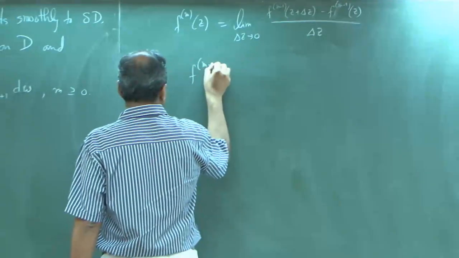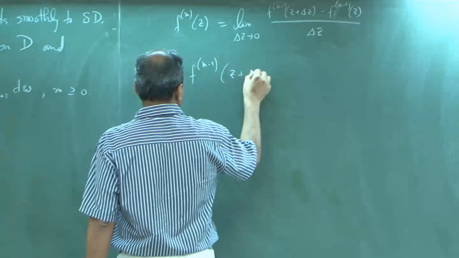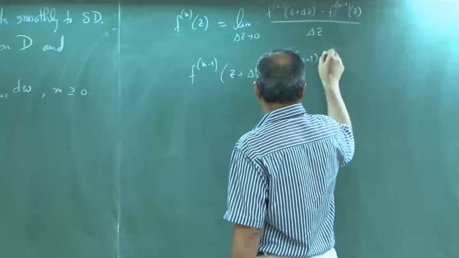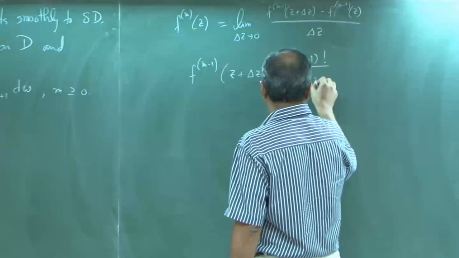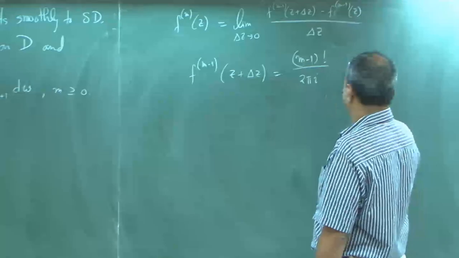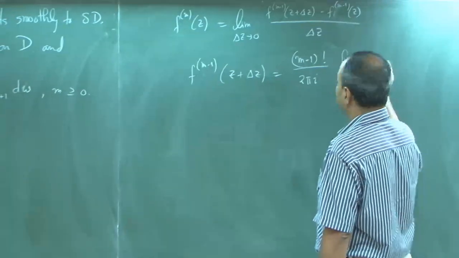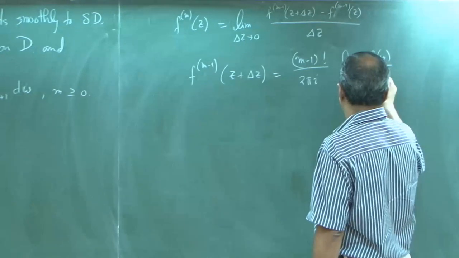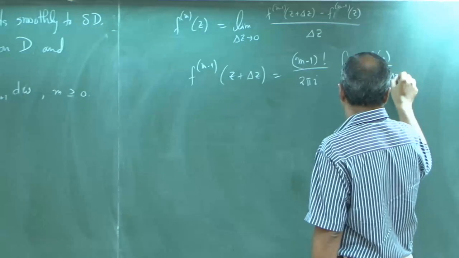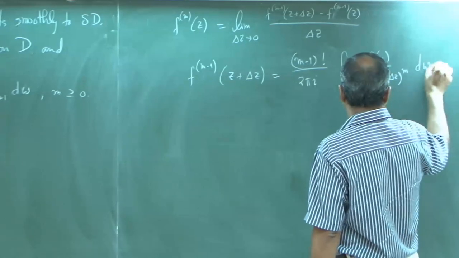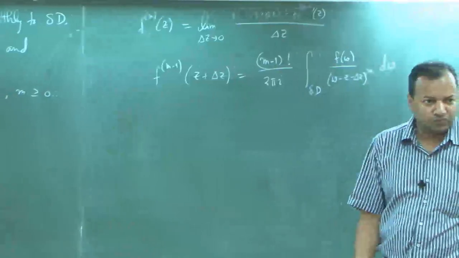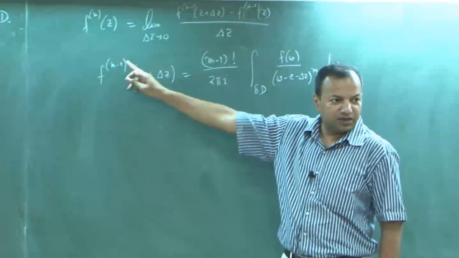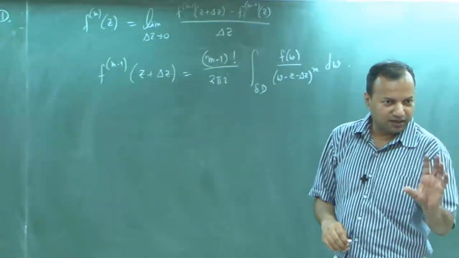So what is f m minus 1 at z plus delta z? That's equal to m minus 1 factorial over 2 pi i, integral over boundary of d, f of w by w minus z minus delta z to the m, dw. And similarly for f of m minus 1 at z. So, let's subtract the two.